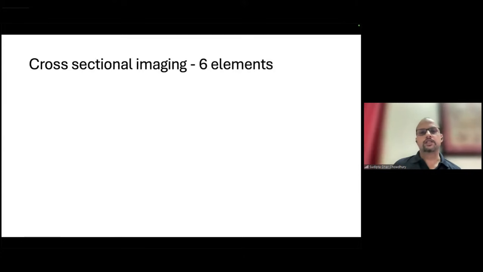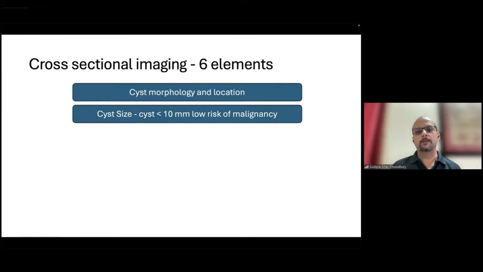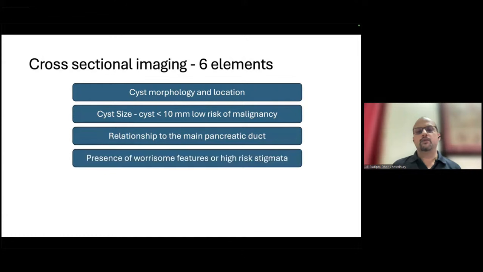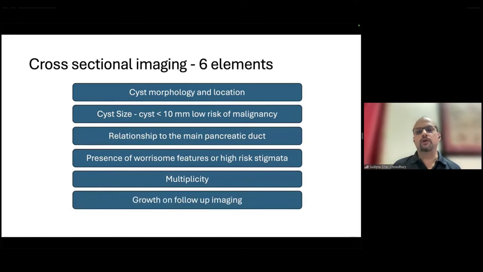So we first start off with cross-sectional imaging, and there are certain elements of cross-sectional imaging which we should ensure must be reported. This includes the cyst morphology and location, and the cyst size. We know that cysts less than 10 millimeters harbor a low risk of malignancy and therefore do not require surgery or any form of surveillance. We should identify the relationship to the main pancreatic duct, presence of worrisome features or high-risk stigmata, multiplicity of the lesions, whether there are multiple lesions, and of course, growth on follow-up imaging.